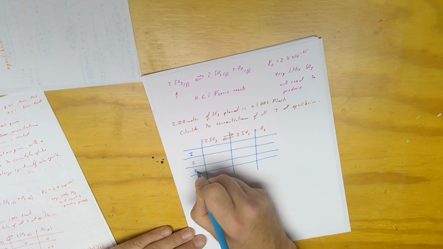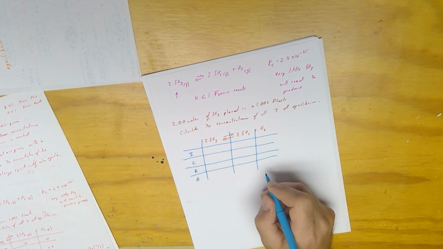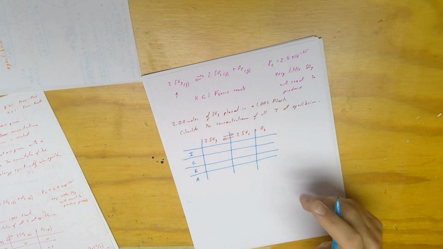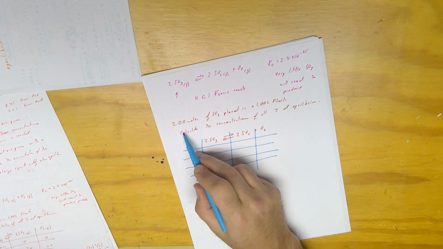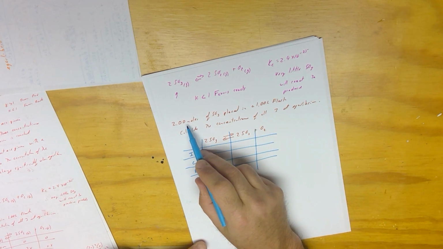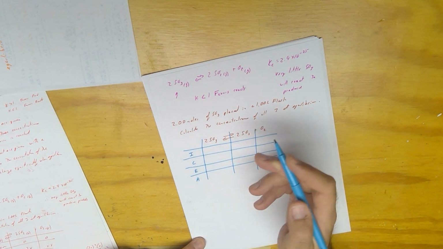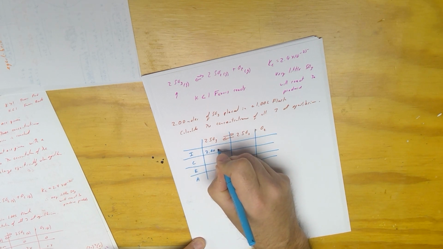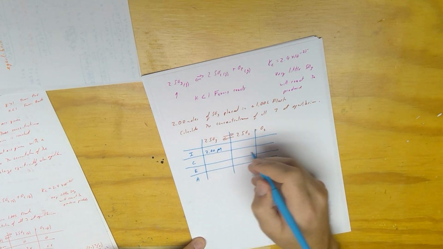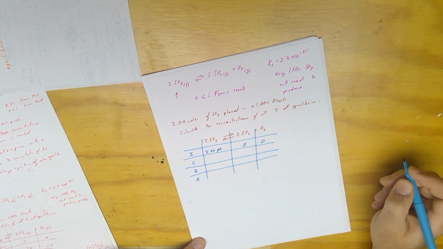Initial, change, equilibrium, answer. Okay, so now first of all, this is in moles. We've got to convert it to molarity. It's moles per liter, so we have 2 divided by 1, so our molarity is still 2.00 molar.